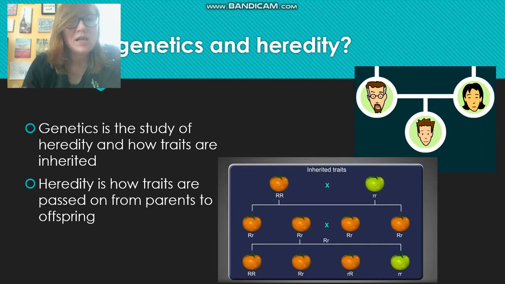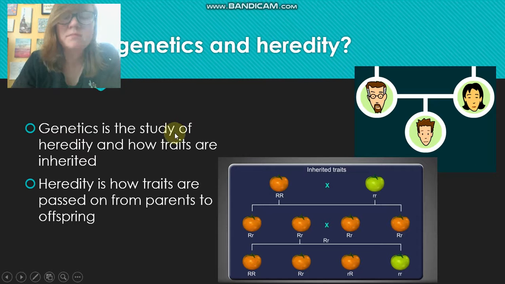So what is genetics and what is heredity? So genetics is the study of heredity. Wow, thanks. That really helps. And how traits are inherited. So let me tell you what heredity is before you get mad. Heredity is how traits are passed from parent to offspring.